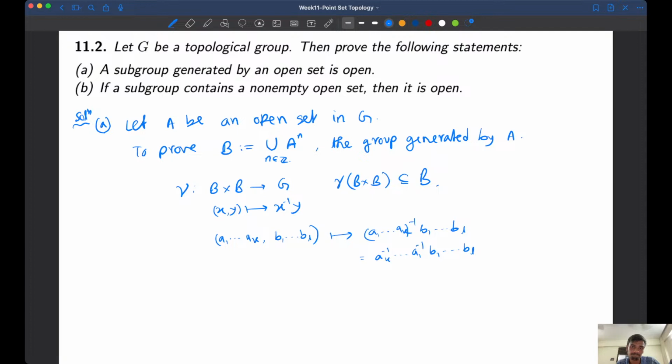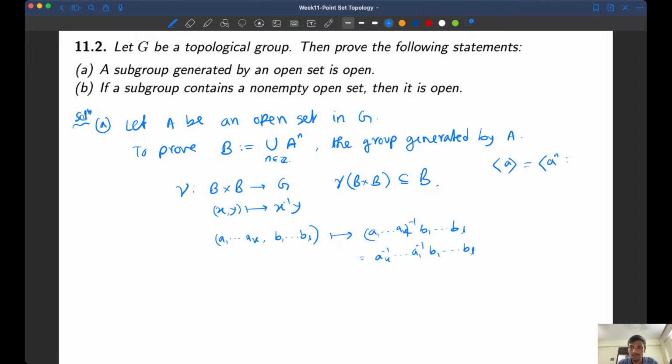So are we proving why B is equal to the union of A power n, or are we proving it's a subgroup first? No, basically the subgroup generated by any set means you consider all the possible powers of its elements. If you say subgroup generated by an element a, it consists of all a power n such that n belongs to Z, or n greater equal to 0. That is also fine, but you can take n in Z.